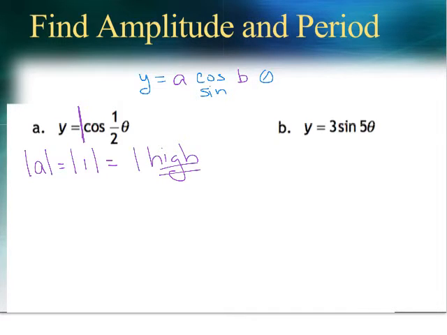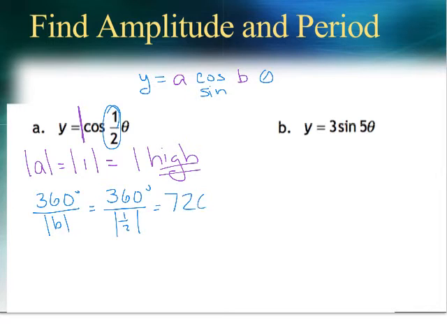That's our height. And then for the period, we take 360 degrees divided by the absolute value of the b value. So to find our period, the length from when it starts to when it stops a complete cycle, in our case, there is the absolute value of a half because it's located in the b spot. Well, 360 degrees divided by 1/2 is the same as 360 times 2, so that's 720 degrees.